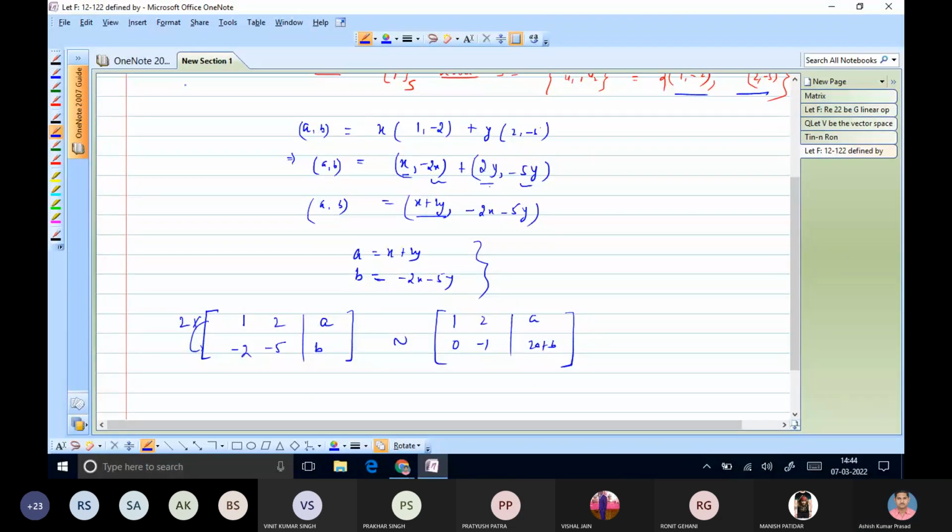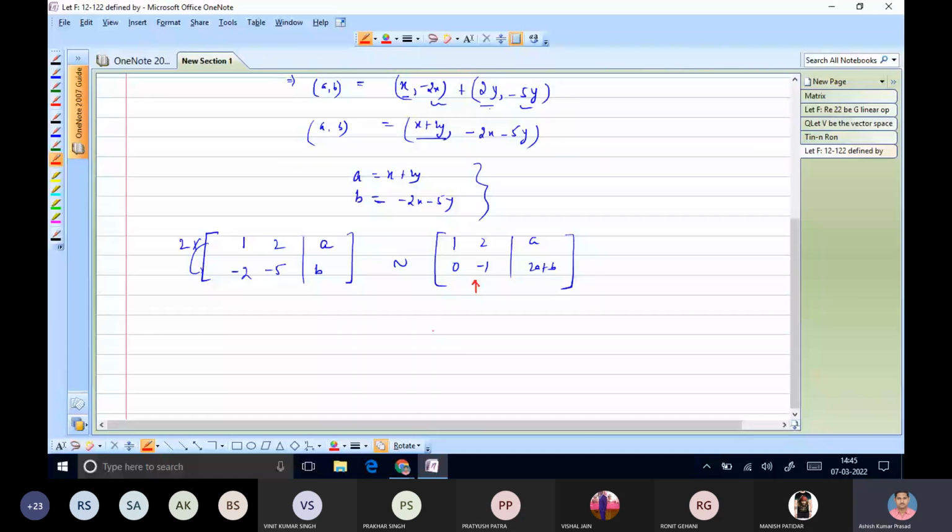So the same task we can perform, because I want to make a +1 here, right? So I have to multiply the first row by -1 there, and then we have to perform the remaining steps.